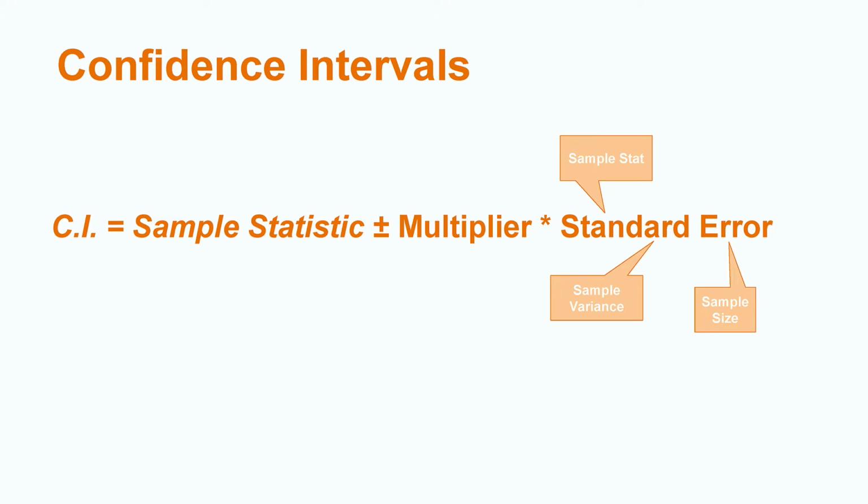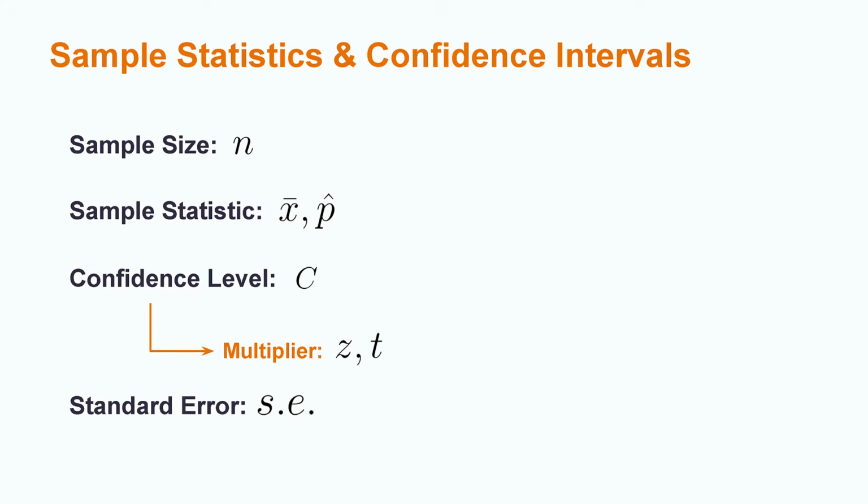The following table summarizes the components of this general structure. The sample size, sample statistic, confidence level, and standard error are all required to calculate a confidence interval. Notationally, the confidence level is frequently associated with the value 1 minus alpha, where alpha is the significance level. This is important when consulting lookup tables for multipliers. For example, a 95% confidence interval requires a 5% significance level.